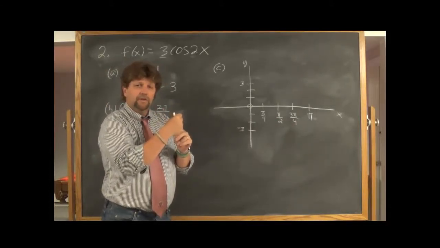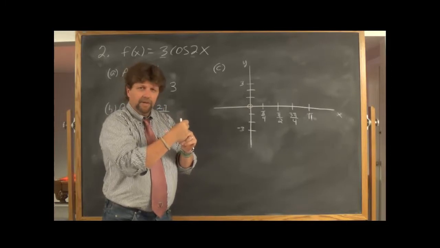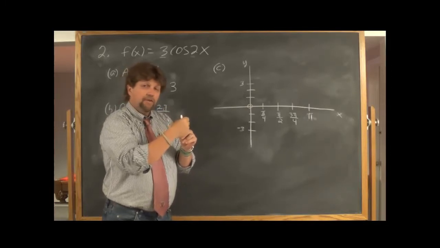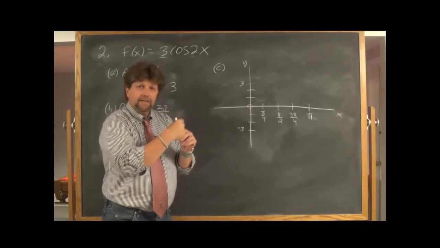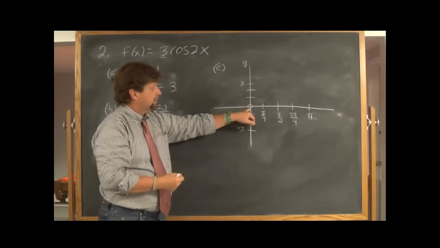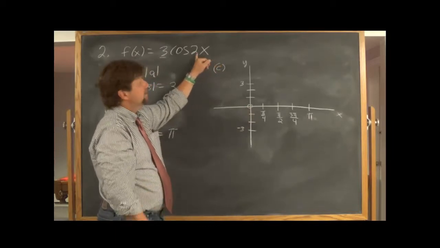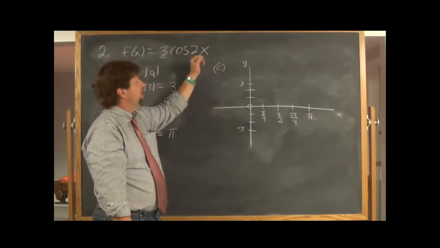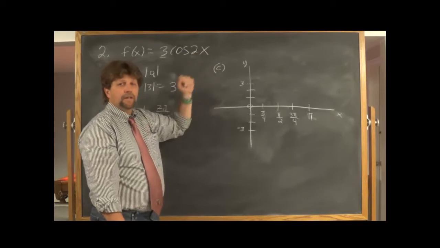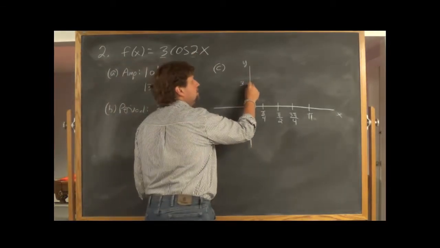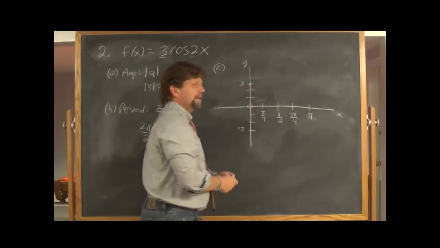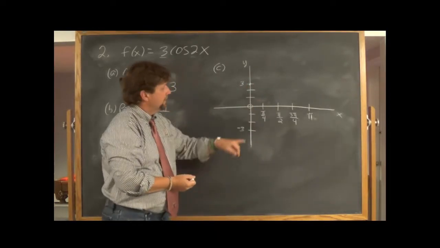on the unit circle. And what I mean by an easy point is the point where the unit circle intersects the coordinate axes. For example, you put 0 in here for x. 2 times 0 is 0. Cosine of 0, that's 1. 3 times 1 is 3. So that point is on the graph of this function.